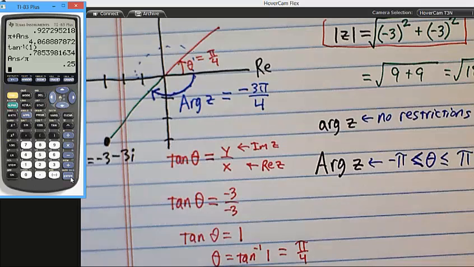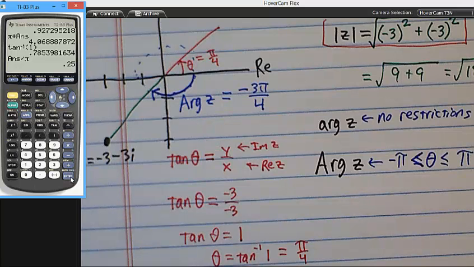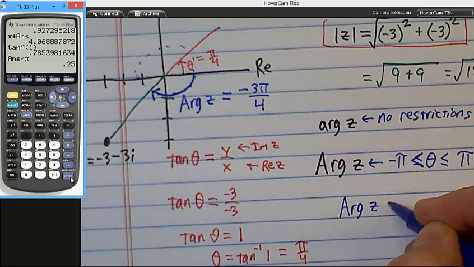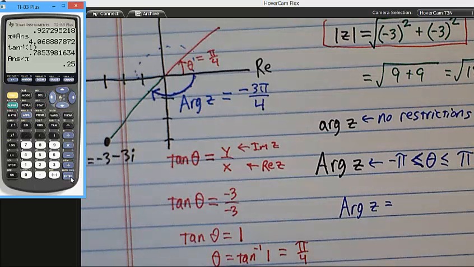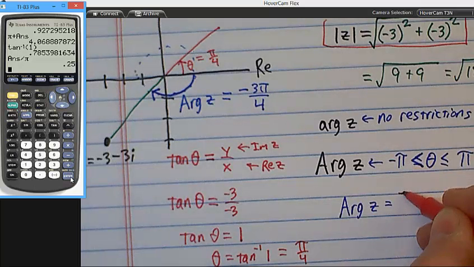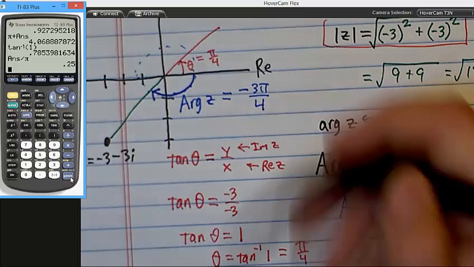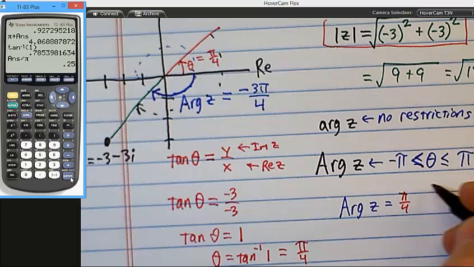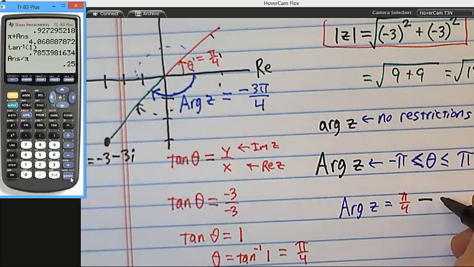But see, we don't want that. We want the blue angle. The blue angle is argument of z. So how do I get the blue angle? Well, what you do is you say the argument of z will equal, well, pi over 4. But then what do I want to do, guys? I want to go all the way back over here, right? And so I'm going to say minus what? Pi.